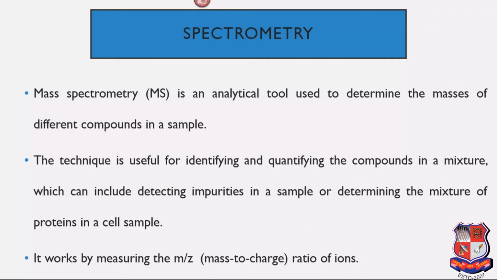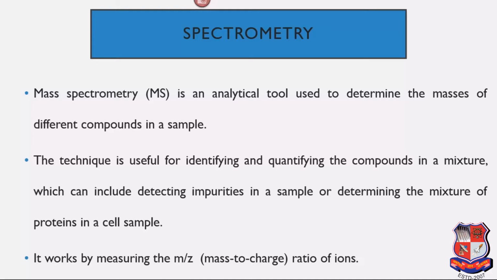Now, spectrometry is the analytical tool used to determine the masses of different compounds in a sample. If we take a sample, how much mass of each component it contains, we can find out by this analytical spectrometry method.